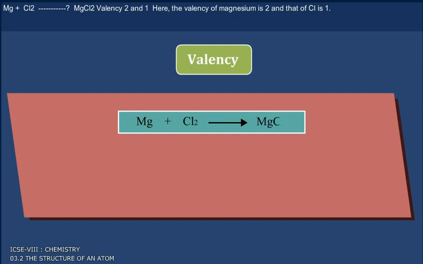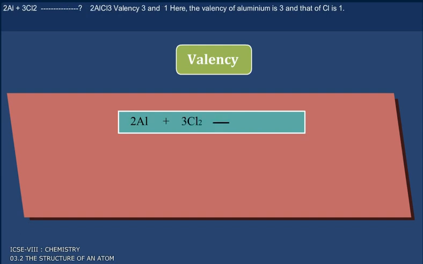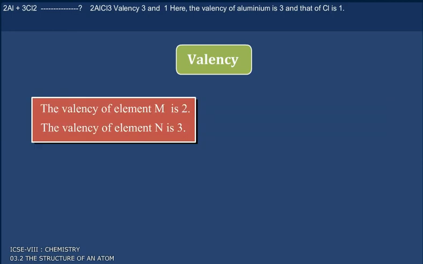Mg plus Cl2 gives us MgCl2. Valency 2, 1. Here, the valency of magnesium is 2 and that of Cl is 1. 2Al plus 3Cl2 gives us 2AlCl3. Valency 3, 1. Here, the valency of aluminium is 3 and that of Cl is 1.